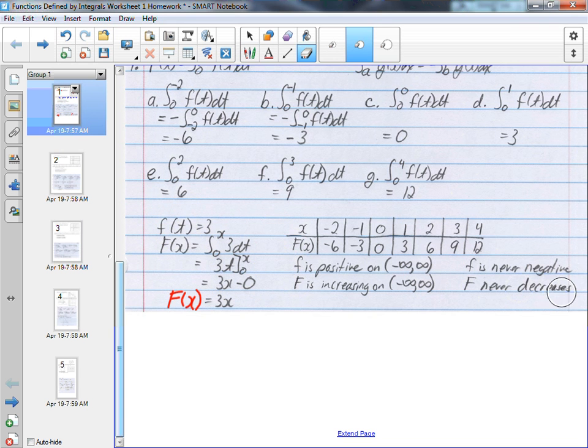And that is an example of the second fundamental theorem of calculus. It is not because it was a definite integral. So we haven't found every antiderivative of 3. What we have proven is that 3 is the derivative of 3x. Okay? Y'all with me? Okay. I want you to do the rest of the worksheet.